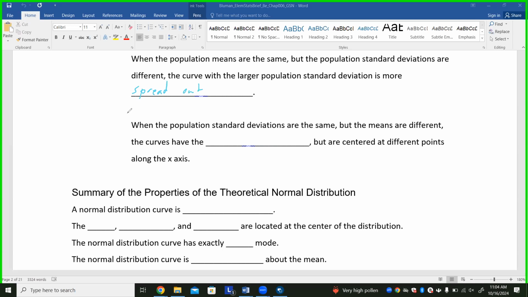When the population standard deviations are the same, but the means are different, the curves have the same shape, which you saw on the second graph. But the center is at different points along the x-axis. Okay, so again, if the means are the same, but the population deviations are different, the one that's a little bit more spread out would be the larger population.